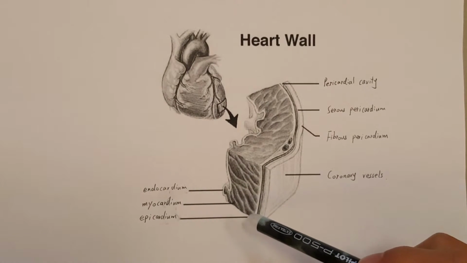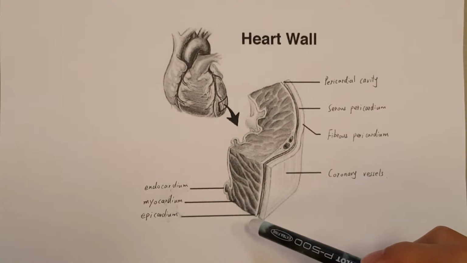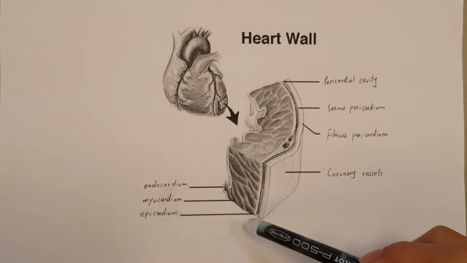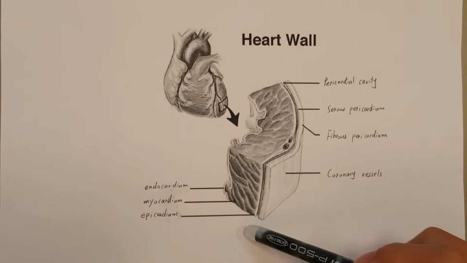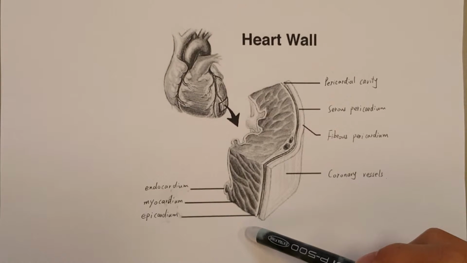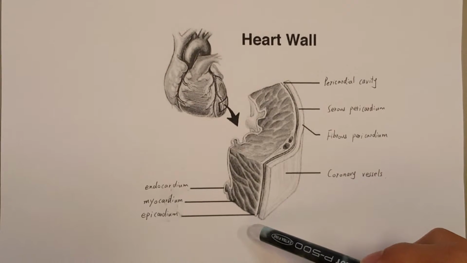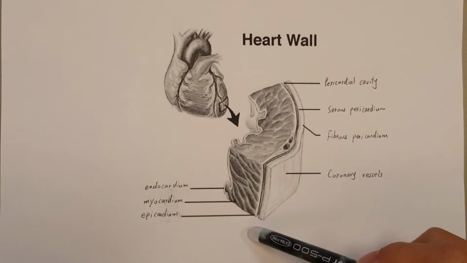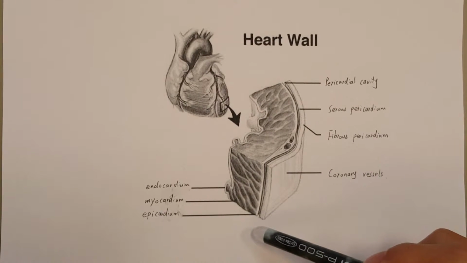Last but not least, the inner layer, endocardium, is the endothelial tissue and a thick subendothelial layer of elastic and collagenous fibers. Its function is to serve as a protective inner lining of the chambers and valves.